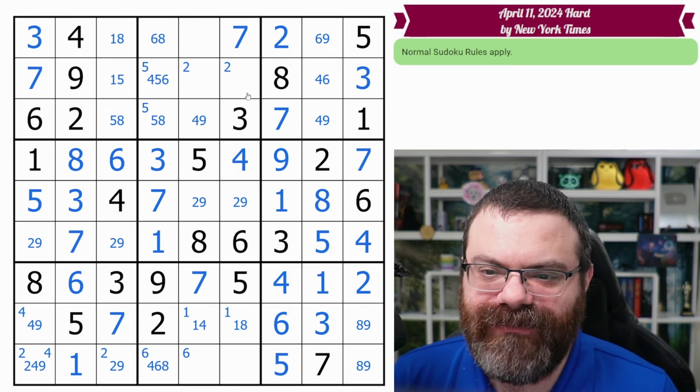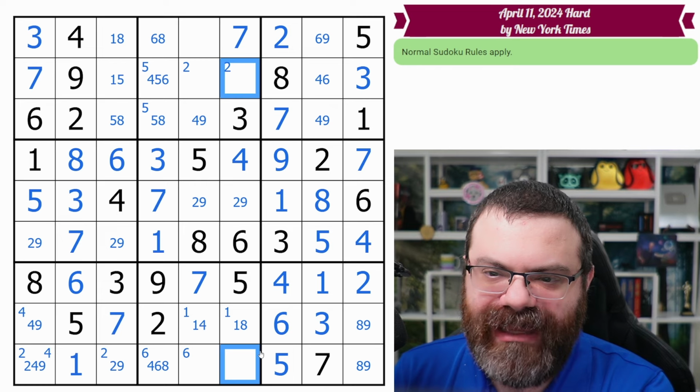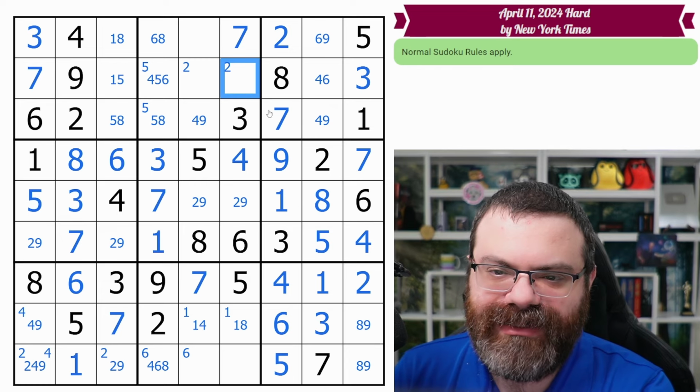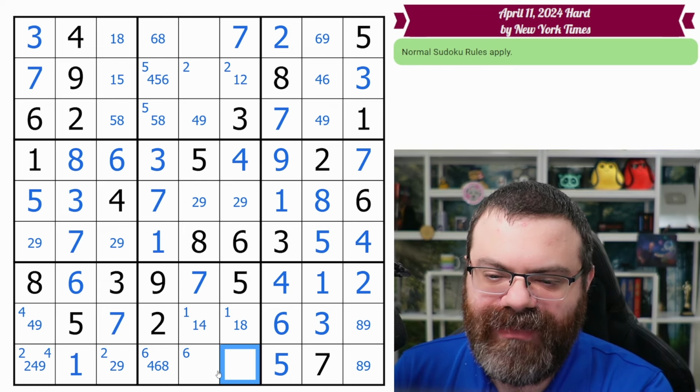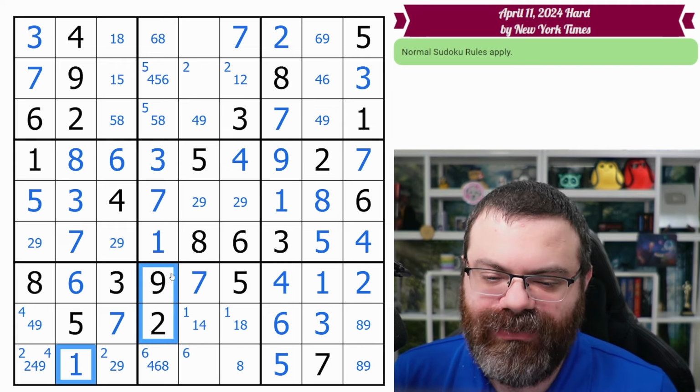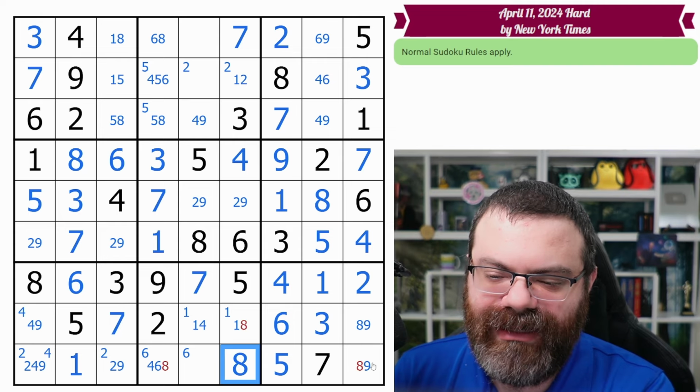That's surprisingly unhelpful. How about this column? We need 1, 2, 8, 9. This can't be 8 or 9, so this is down to 1, 2. This can't be 1, so this is 2. Oh, it's not 2 either. It's not 1 or 2, so this is down to 8, 9. Oh, and it's not 9. Okay, it's not 1, 2, or 9. So we found a naked 8 right there. That's an 8. That's 9 and 8.